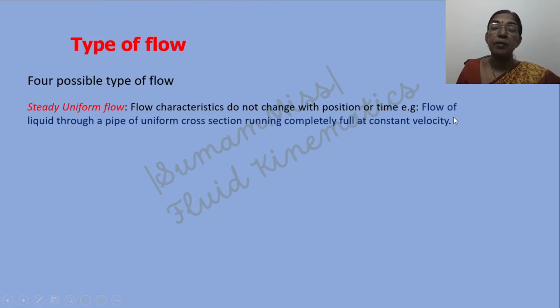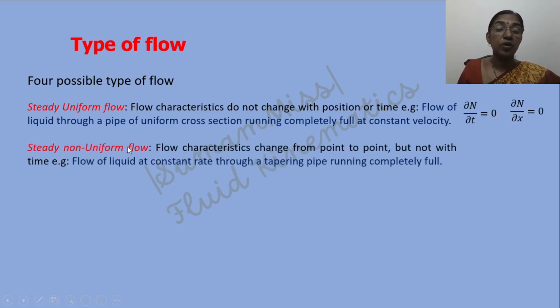So here ∂n/∂t is equal to 0 and ∂n/∂x is also equal to 0. The second case of flow is steady non-uniform flow. Here flow characteristics are constant with respect to time, but changing with respect to space. That is flow of liquid at a constant rate through a tapering pipe running completely full. Here ∂n/∂t is equal to 0, whereas ∂n/∂x is not equal to 0. So here the cross section is changing, so characteristics are changing from section to section.